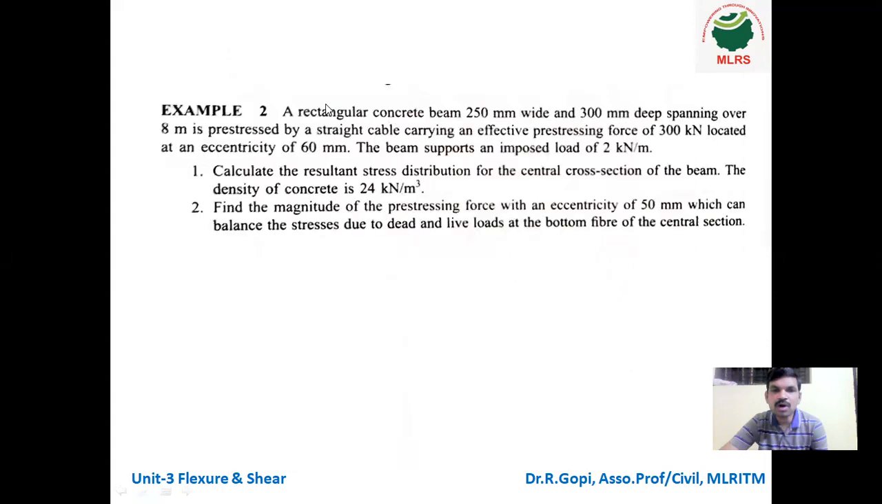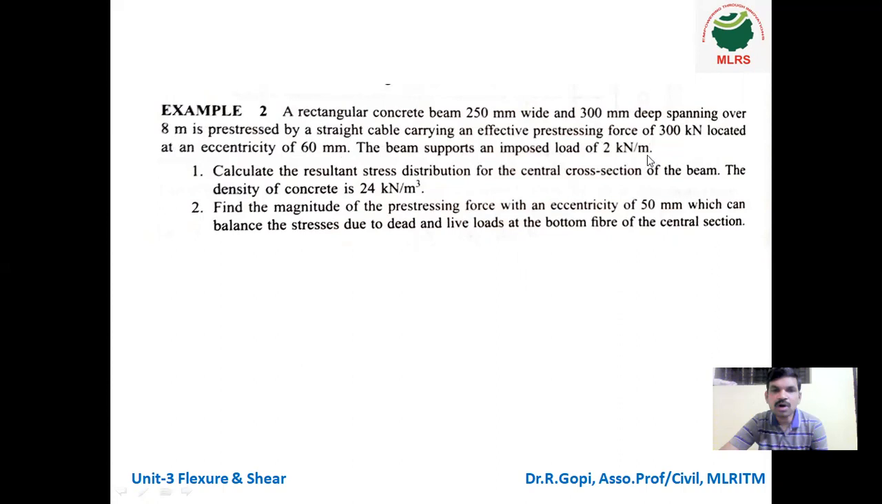Okay. So next come to example 2. I'll read the question. Please follow. A rectangular concrete beam 250 mm wide and 300 mm deep, spanning over 8 meters, is prestressed by a straight cable carrying an effective prestressing force 300 kilonewton. So here prestressing force is given. Located at an eccentricity 60 mm. So eccentricity also given. The beam supports an imposed load. So UDL load is 2 kilonewton per meter.